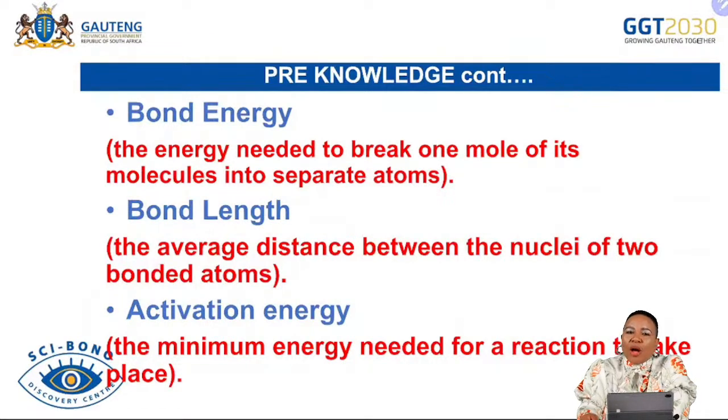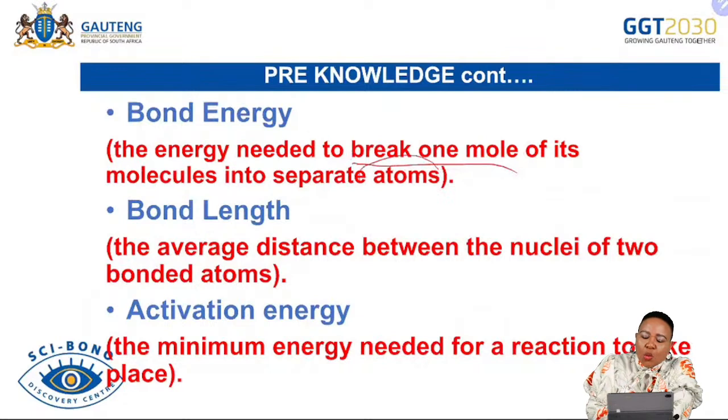Let's recap on what bond energy is. Bond energy is the energy needed to break one mole of its molecules into separate atoms. I think we know what atoms are. Atoms, we find them on our periodic table. There are different atoms in the periodic table with different atomic numbers that indicate the number of protons of each and every atom.